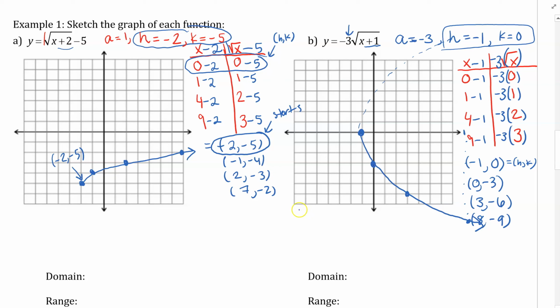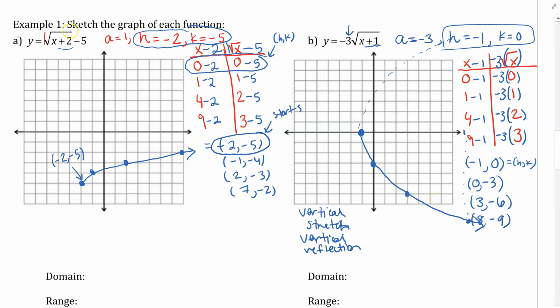This has had a vertical stretch because the absolute value of the A value was 3. But it's also had a vertical reflection because the A value was negative, which is causing the typical eyebrow, the top half of the parabola, to flip over and reflect over the x-axis, giving me the bottom half of the parabola. So when there's a negative in front, that tells me I'm taking the negative root, and I'm only going to take the negative root now, just the bottom half.